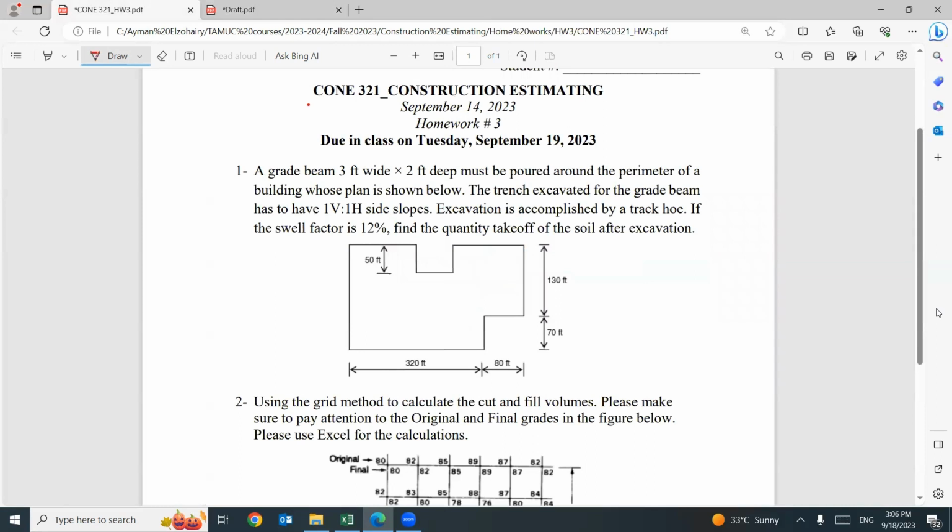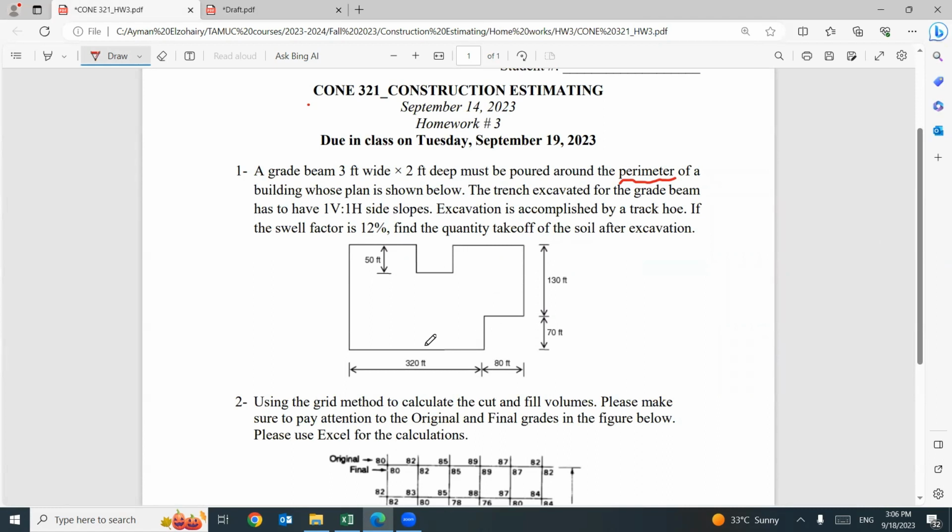The perimeter of this building looks like this shape. Can you see? This is the shape. So a grade beam 3 feet wide, 2 feet deep must be poured around the perimeter of the building shown here. So if you would like to figure out the perimeter, we have a building that looks like this shape. Can you figure out the perimeter of this shape?